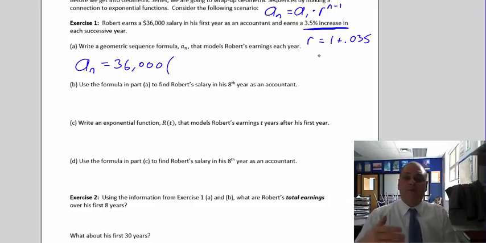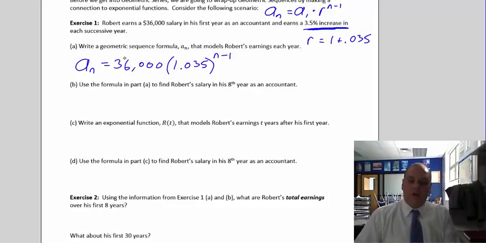We know that by now. But if you just put 0.035 in here, it's not going to increase the money. It's going to decrease it. It's going to act like he's losing money. So we have to actually add 1. So it's going to be 1.035. By adding 1, the 1 keeps the 36,000 in place, and then the 0.035 adds that percentage to it the next year when the formula works itself out. And then to the n minus 1 power. There we go. So here's A1, here's r, and here's n minus 1. It just stays because n represents the year.